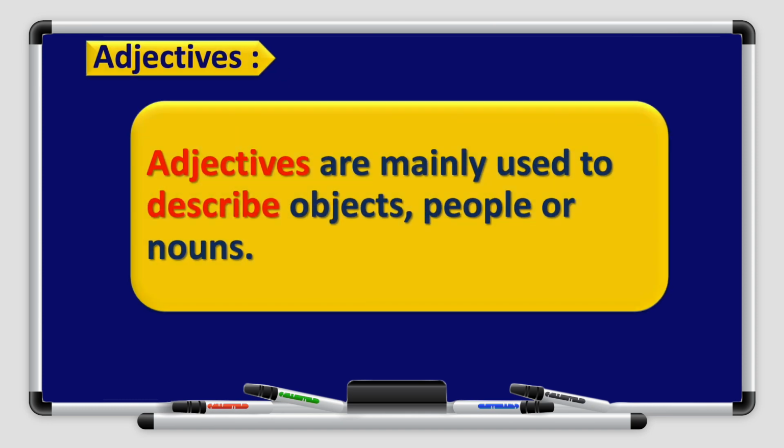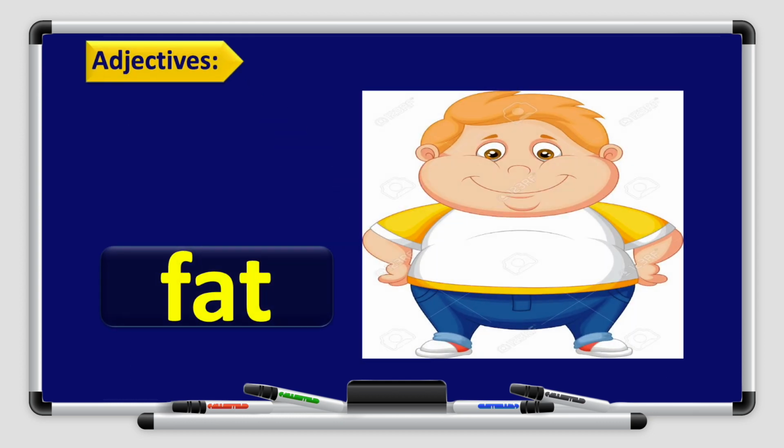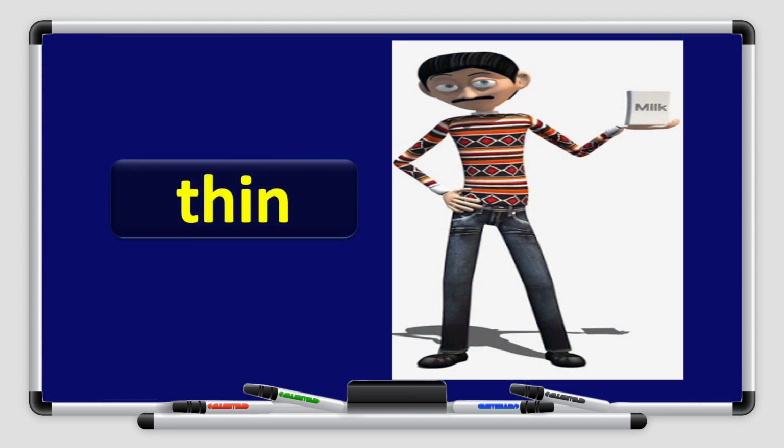Now let's move on to adjectives. Adjectives are mainly used to describe objects, people, or nouns. Let's look at these examples. We have the adjective fat. Look at the picture. We have another adjective, thin. This man is thin. He is thin.